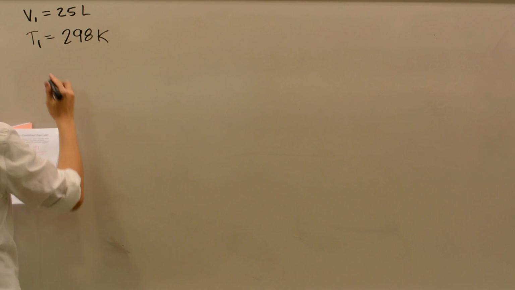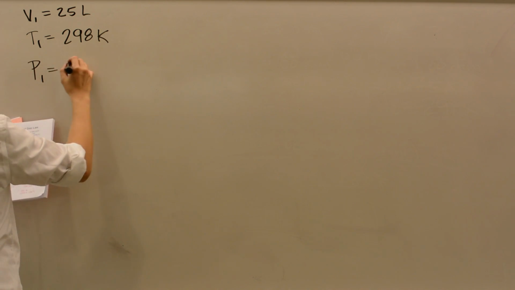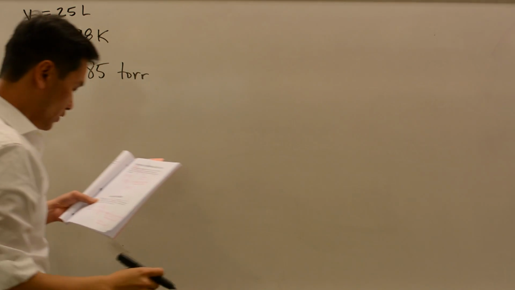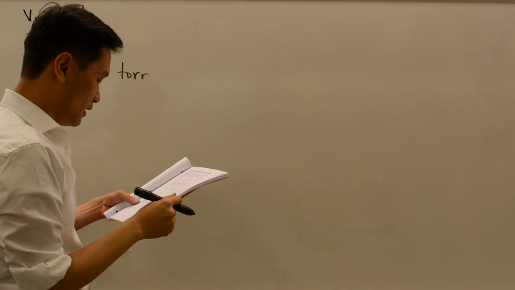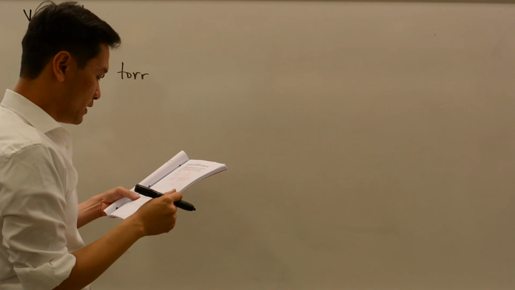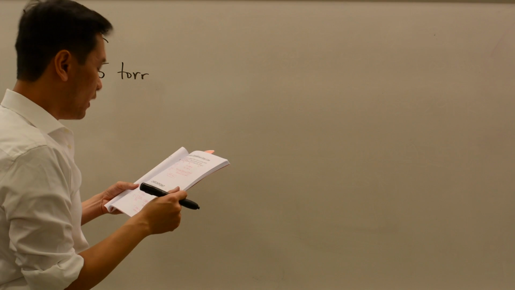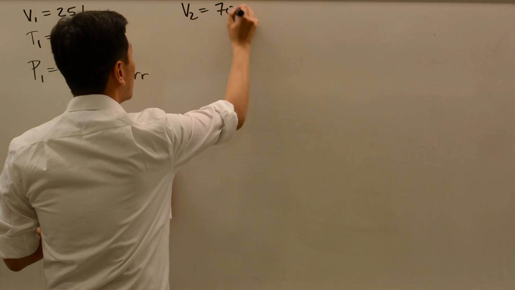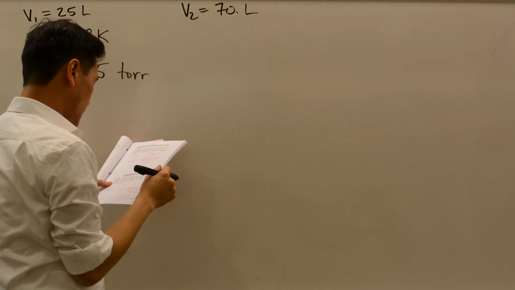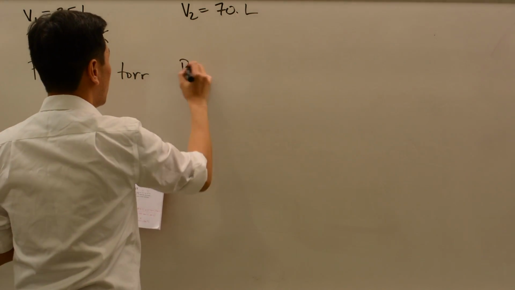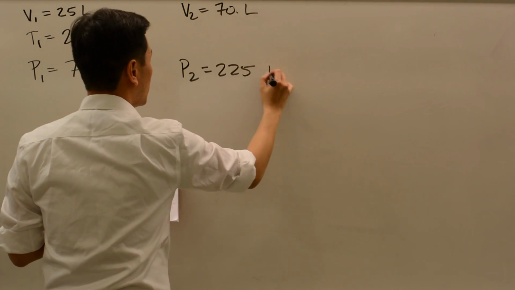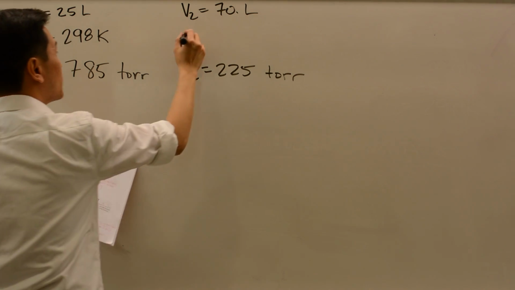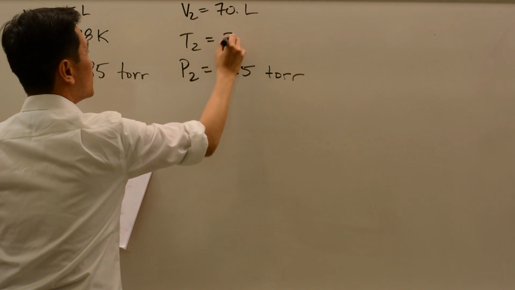And at 785 torr, so we're going to keep pressure in torr, because if both pressures are in torr, it doesn't matter what pressure unit we use. It rises until the volume is 70, so that's our V2. And 225 torr. Our P2 is 225 torr. They're both torr, so I can keep them as torr. So what is the temperature? T2 is what we're looking for.